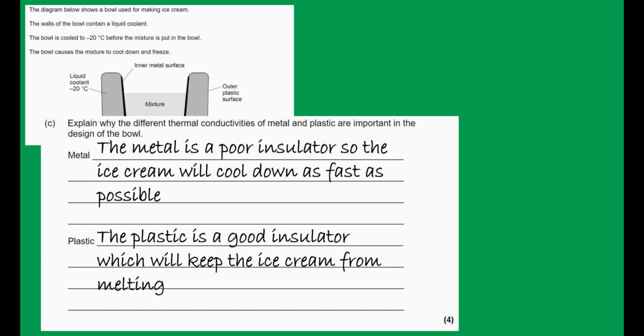Okay, moving on. Now the important part of this question is in the question itself. We need to be really careful in reading what the examiner wants us to do. So it says explain why the different thermal conductivities of the metal and plastic are important. If I talk about insulating properties, I'm not going to get the marks. I need to talk about how good it is at thermal conductivity. Okay, so saying metal is a poor insulator, not going to get anything. Saying plastic is a good insulator, it's not going to get anything.